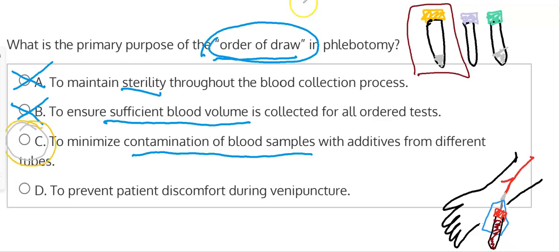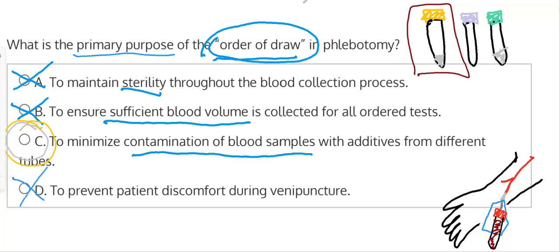Option D says to prevent patient discomfort during the venipuncture. Although it's important to keep the patient comfortable during the venipuncture procedure, the order of the draw would not be part of this comfort. Whether you do purple first or gold first or whatever the order is, it wouldn't change the comfort of the patient. And even if it did, that's not the primary purpose of the order of the draw. So we can eliminate option D.